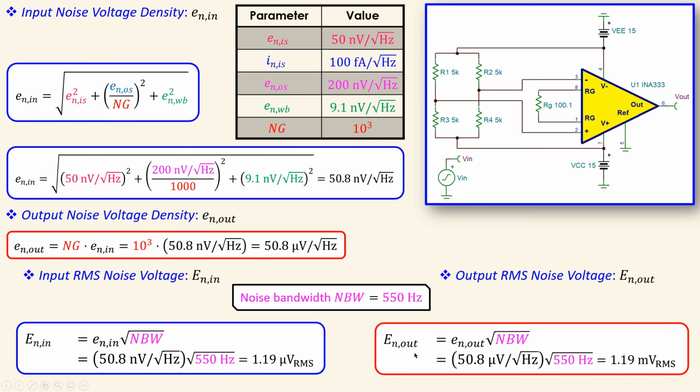In a similar form, I will do that for the output RMS noise voltage. Again, I have this from the output noise voltage spectral density times the square root of our noise bandwidth. I will get 1.19 millivolts RMS. So I have the required values for my calculations for this example. Now we need to of course check the values also in the simulation.